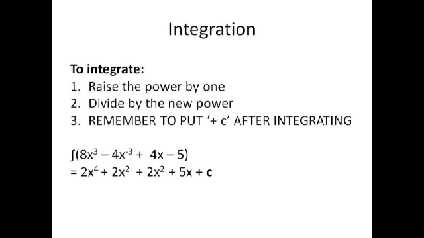We've got an example here, so 8x to the 3 minus 4x to the minus 3 plus 4x minus 5. If we're integrating it we'll raise the power first, so that'll give us 8x to the 4, and then we'll divide by the new power, so that'll be 8x to the 4 over 4, which is 2x to the 4. And if you carry on along there, you will just see how it goes. If you've got something that's by itself, like minus 5, 4, 12, you just add an x to the end of it, so minus 5 goes to minus 5x, 4 goes to 4x, 12 goes to 12x. And then you have to have your plus c at the end.